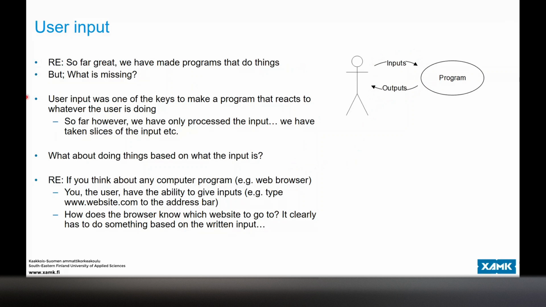So basically, to continue this idea, so far this is all great, but what is still missing is the idea of making our programs smarter and smarter. So far we've just been processing input, but what if we wanted to do more and more things, more complex stuff?